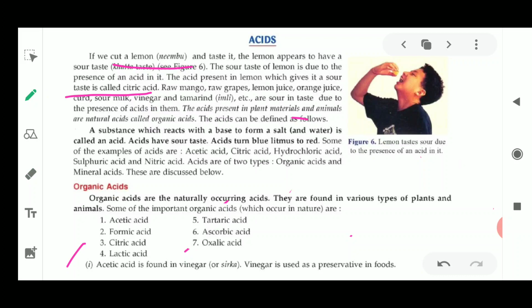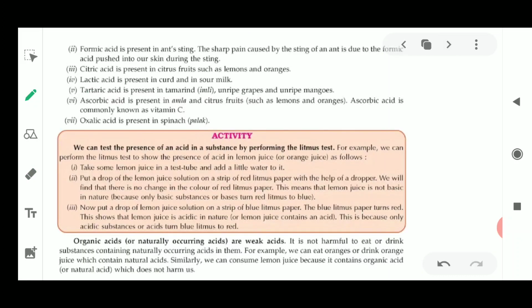Now next is formic acid. It is present in ants' sting. When an ant stings your skin, what happens? That area causes a lot of pain. You have pain in your arms or legs wherever it has bitten you, and it also gives a swelling or itching sensation. It is because of the acid present in ants' sting, that is formic acid.